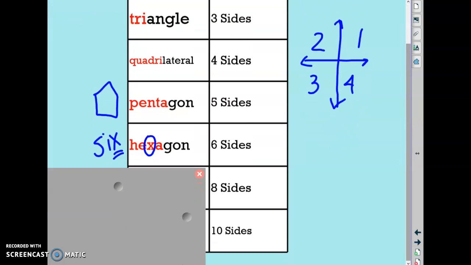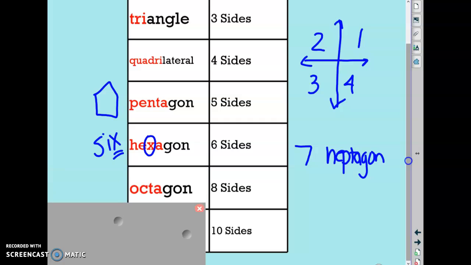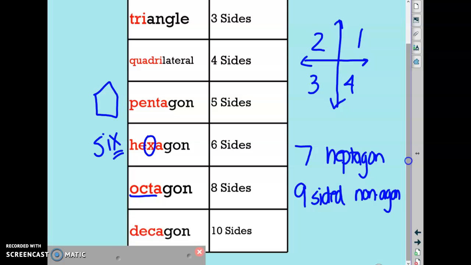A 7-sided shape isn't on here, but that is called a heptagon. 8 sides is an octagon, oct meaning 8, like an octopus. A 9-sided shape, and this may be on your IXL, that's why I'm giving you these, a few of these right here. A 9-sided shape is just called a nonagon. And a 10-sided shape is called a decagon. Once again, decade, dec means 10. Decathlon has 10 events in it.